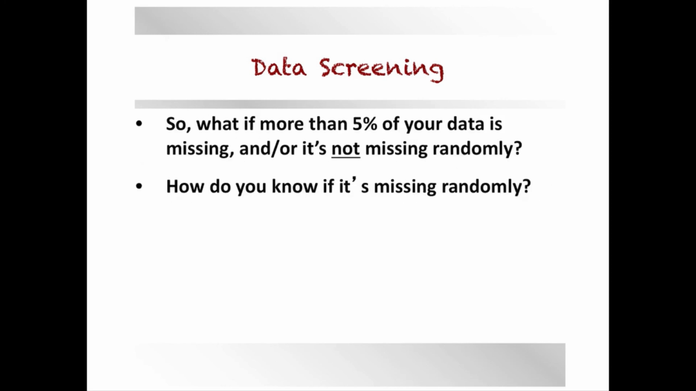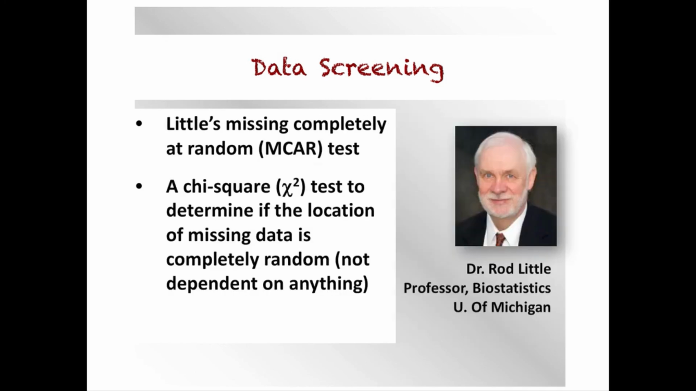So what if more than 5% of your data is missing, or it's not missing randomly? Now you can check for randomness here. There's a test for this, and it's called Little's MCAR test. This is Rod Little from the University of Michigan, who developed the test. The MCAR acronym stands for missing completely at random, which is different than just missing at random. There are some levels of randomness defined in the books. The only one we really need to care about is this one, and it's a chi-square test to determine if the missing data is indeed completely random.